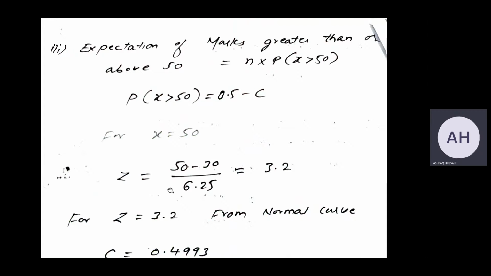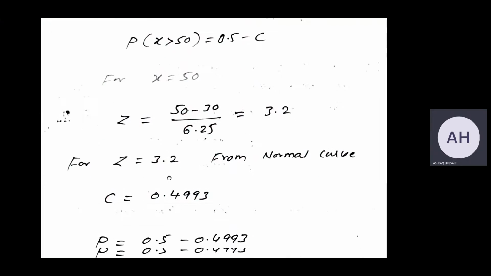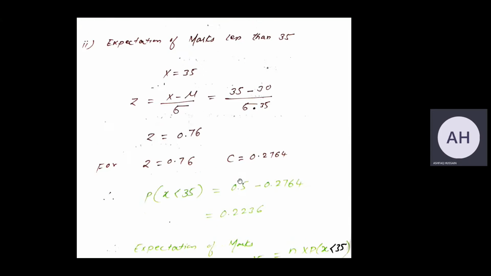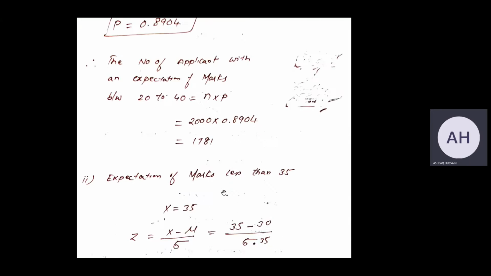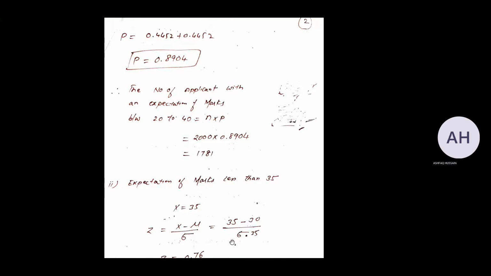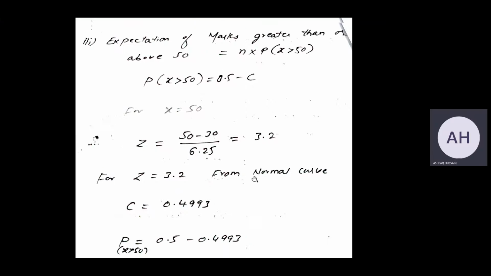Now put x is equal to 50 and find out the value of z. So z is equal to 3.2. From the normal curve, when you see, again go back. So the C value will be 0.4993. Again, I'll show you so that you should not have any confusion while using the table. So the value of z is 3.2.